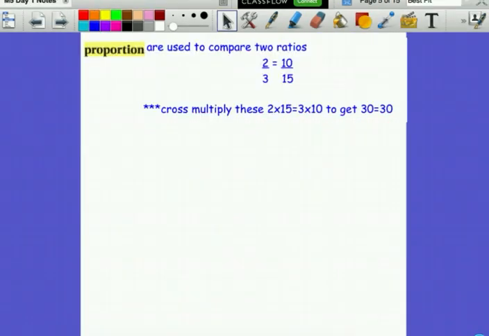So now we're going to take a look at proportions. Proportions compare two ratios using an equal sign. To verify that a proportion is true, you can cross multiply and see if you get truly something that is equal to each other. So 2 times 15 is 30, and so is 3 times 10, so I know that this is a true proportion.